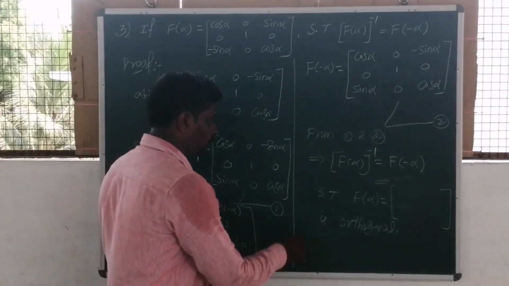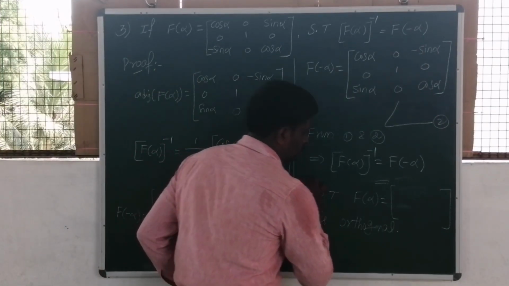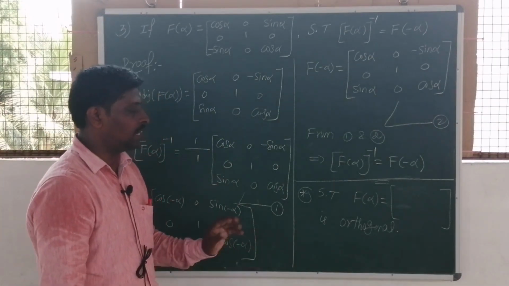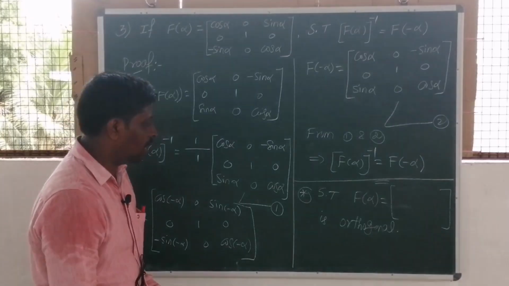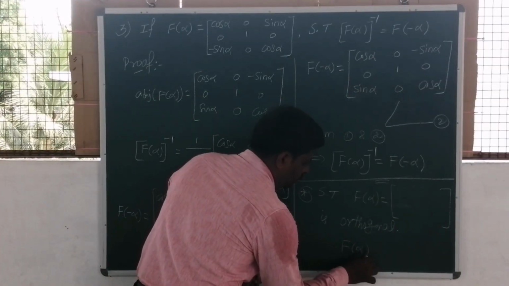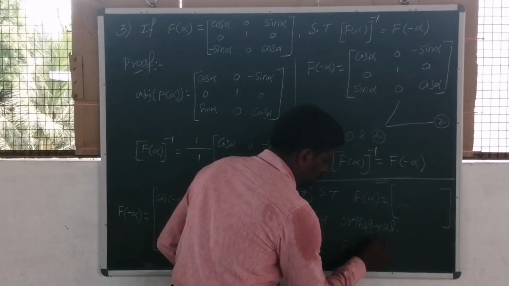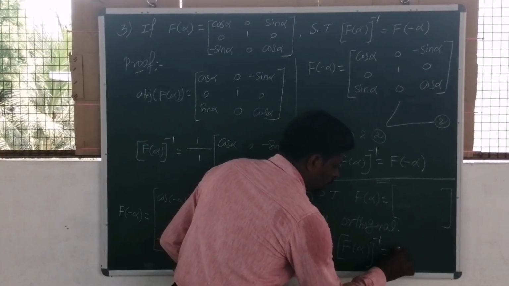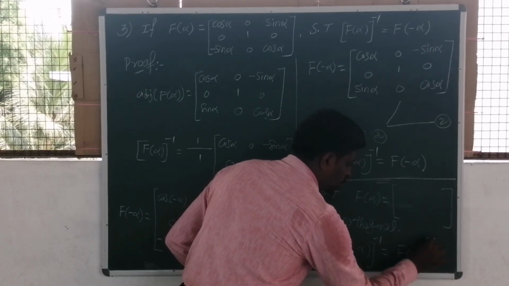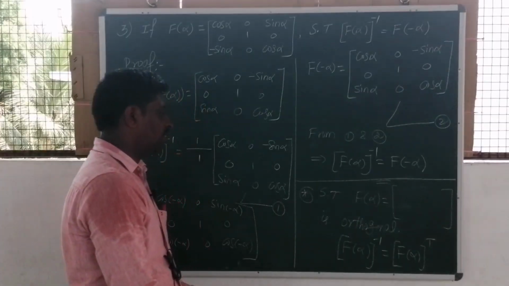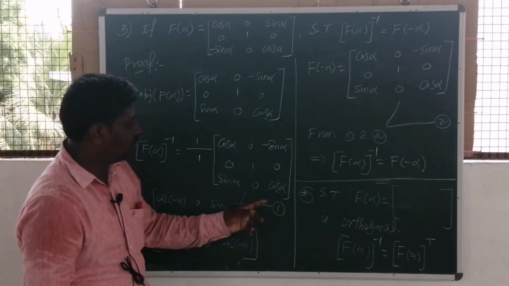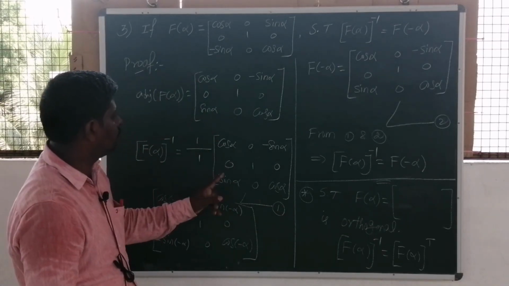So the question can be asked this way too. Show that the 3 cross 3 matrix f of alpha is orthogonal. Orthogonal means we want to show that f of alpha whole inverse is equal to f of alpha whole transpose. So f of alpha inverse gives the result of equation number 1. If you transpose f of alpha, you will get the same result.